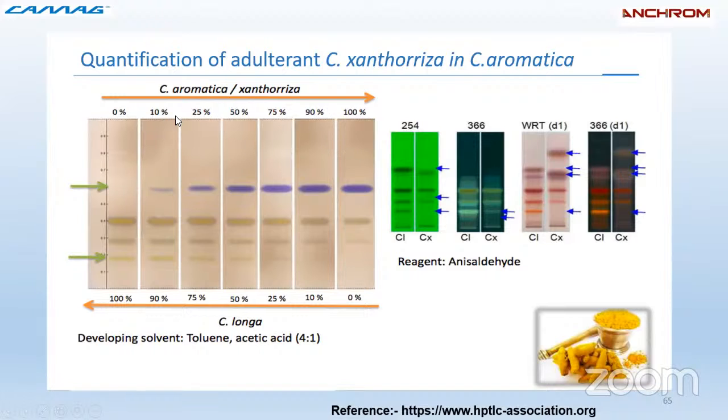We have purposely prepared different blends at 10%, 25, 50, 75, and 90%. When there is 50% adulteration, you can see that this blue colored band is there, which is coming from the adulterant, as well as this band is also present, which belongs to this methoxycurcumin. It is also present when there is 10%, as well as this intense band which is coming from the authentic Curcuma longa sample. So this is how you can go for identification and quantification of different adulterant by using this method.